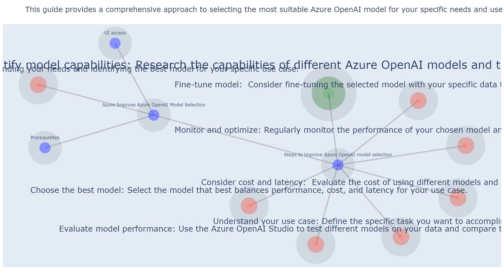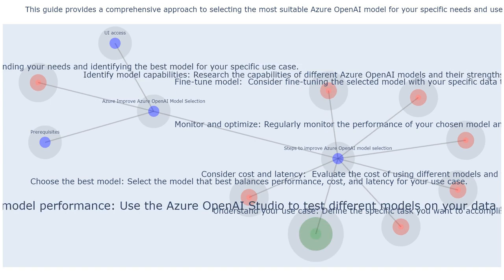Research the capabilities of different Azure OpenAI models and their strengths and weaknesses. For example, some models might excel in text generation, while others might be better suited for language translation or code completion. Understanding these capabilities helps you narrow down your options to models that best match your requirements.